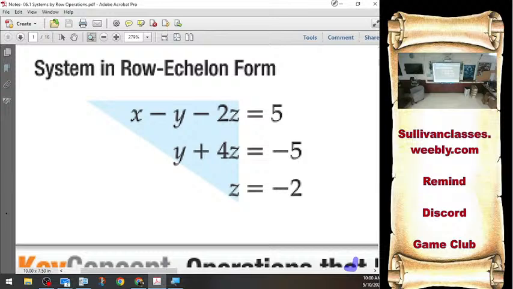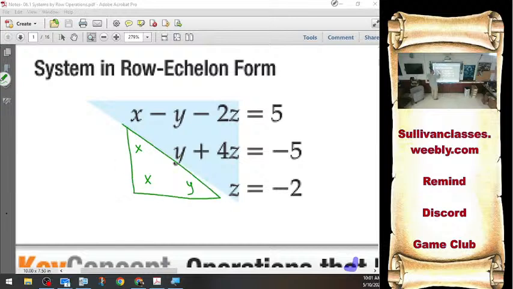Echelon means rank, order, hierarchy. If something is in row echelon form, that means put your rows in order of their rank or hierarchy. The goal in this type of elimination, this type of solving a system, is I used to have x and y terms here, and I want to knock out this triangle of values. Because if I knock out that triangle of values, I get all the way down here and I got z.